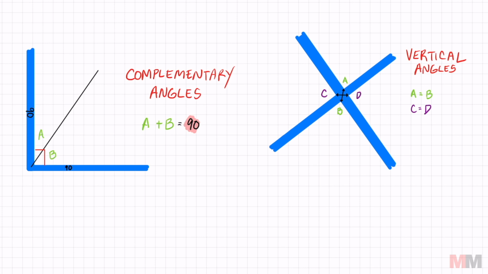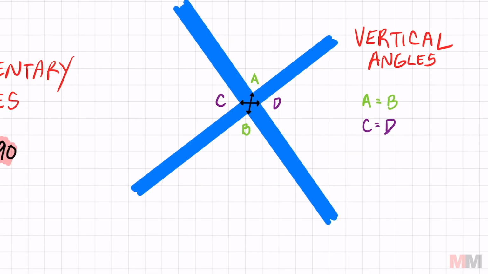And the last one I want to go over, vertical angles. If they are across each other, and that's how I put the arrows, A and B will be equal measurements, and C and D will be equal measurements. As long as you got two lines like that across each other, they will always be equal.